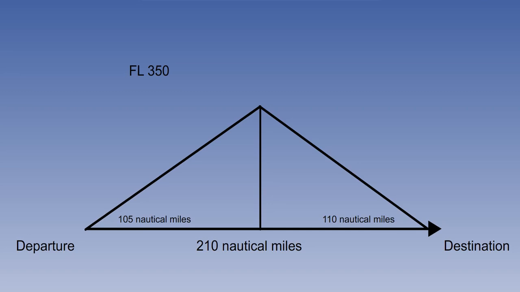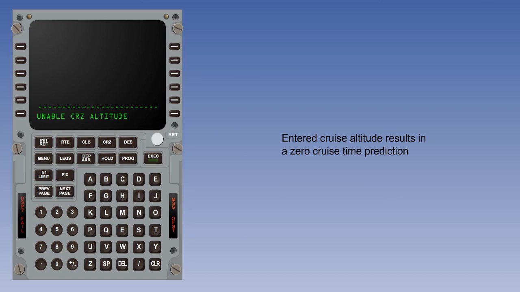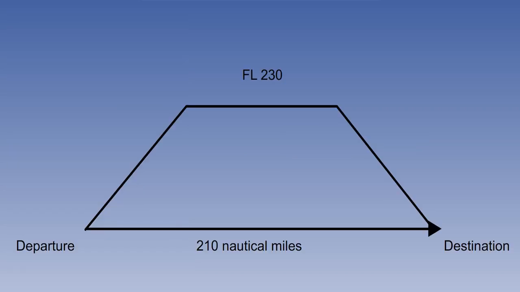It also calculates the descent distance, taking into account the same factors. Typically, this might be 110 miles. However, the computer works on a minimum acceptable cruise time of 1 minute, which is usually about 7 miles. This would give us a minimum trip distance of 222 miles. We would therefore get an Unable Cruise Altitude message. If we then select a lower altitude, it should work.